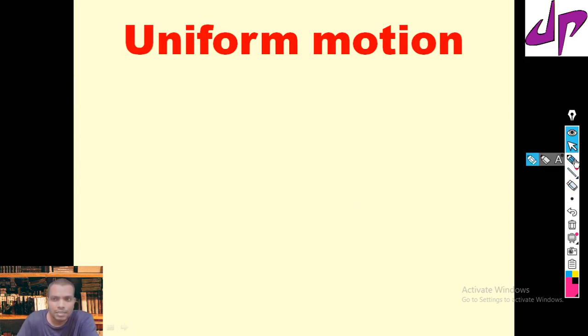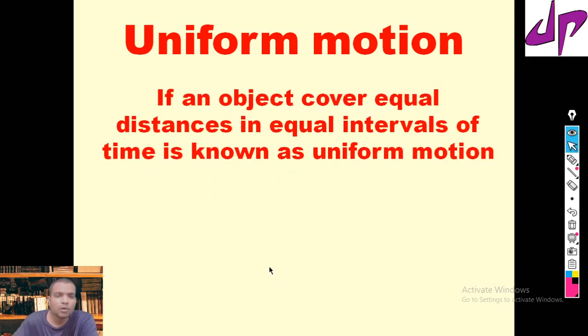So after learning displacement, let's see about uniform motion. One more definition. Uniform motion is defined as: if an object covers equal distances in equal intervals of time, it is known as uniform motion.